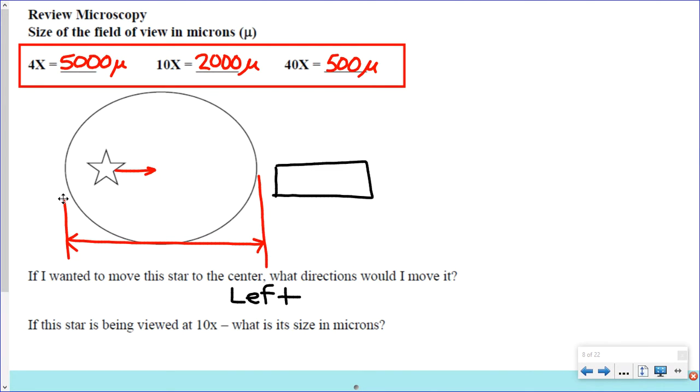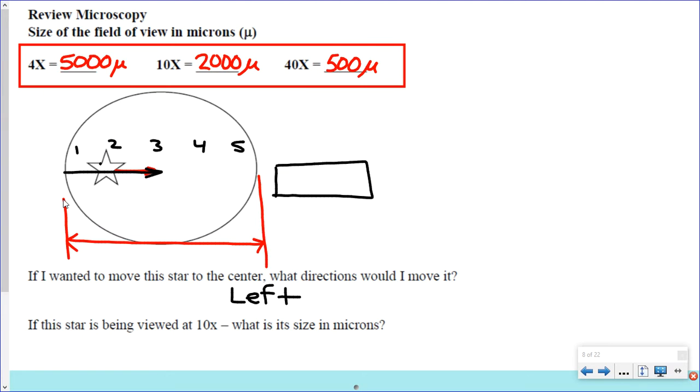If this star is being viewed at 10x, what is the size in microns? Well, if I have that arrow that I can see on my field of view in my eyepiece, it looks like that. I can use this to figure out roughly how many of these would fit across the screen. So looking at this, I would say about 2.5 of those stars would fit across that arrow, which means about 1, 2, 3, 4, 5 of those stars would fit across this screen.